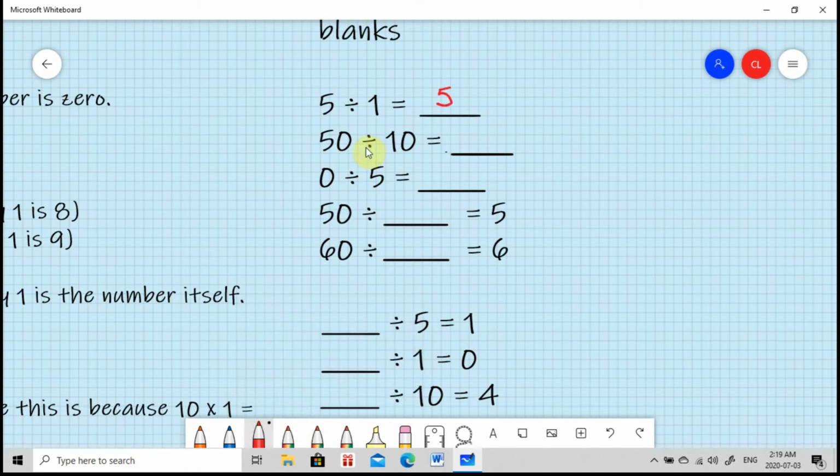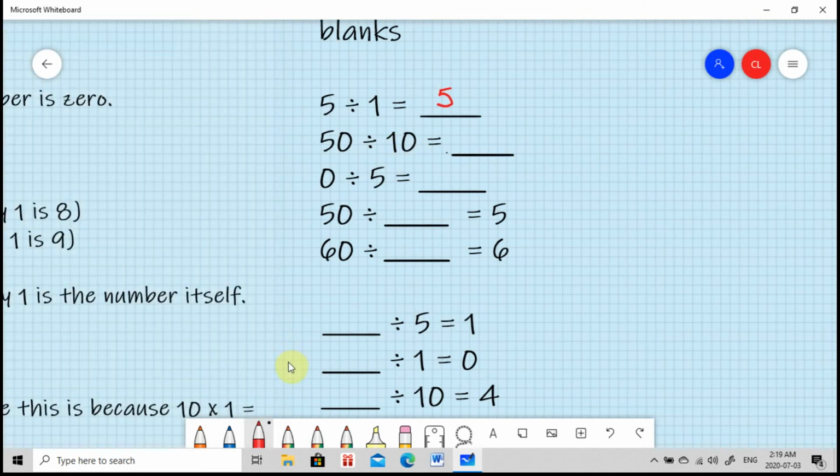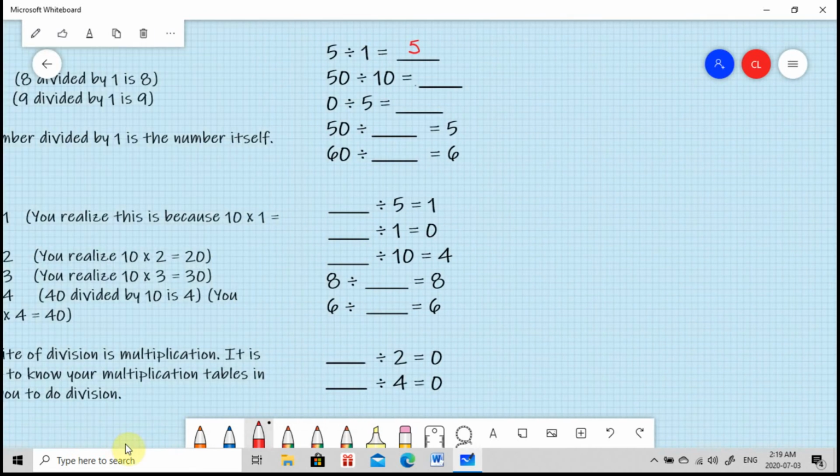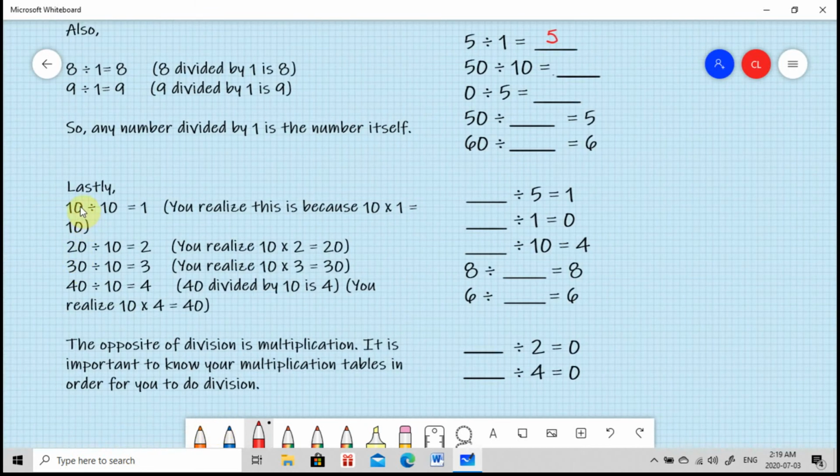Okay. So what about divided by 10? If you see right here, 10 divided by 10 is 1, 20 divided by 10 is 2, 30 divided by 10 is 3, 40 divided by 10 is 4, so 50 divided by 10 is 5, right? Because 10 times 5 is 50.